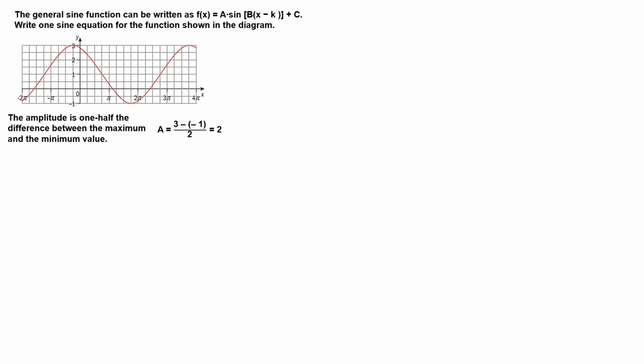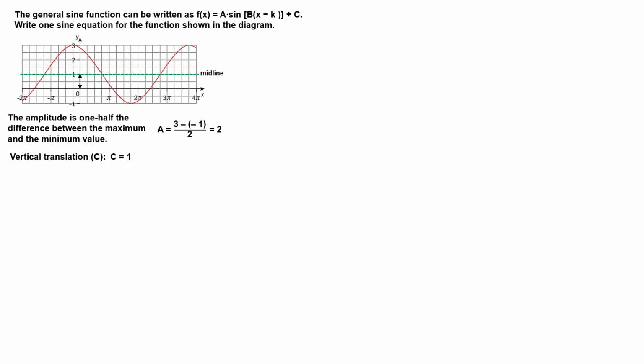We now can draw a midline. A midline of a sine function is the horizontal center line about which the function oscillates above and below. So the midline is parallel to the x-axis and is located halfway between the graph's maximum and minimum values. The distance between the midline and the x-axis is the vertical translation. Therefore, c equals 1.